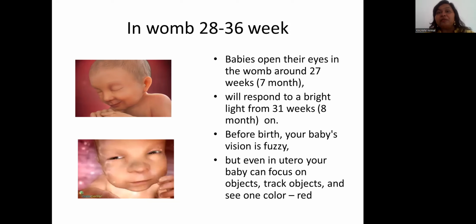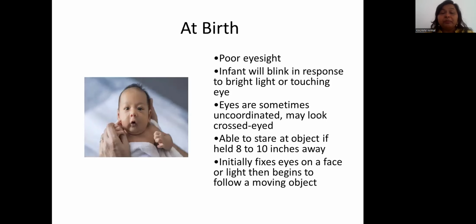Now you'll ask me if the baby is preterm. The whole development will happen in some other fashion, but it happens for sure. At birth, there will be poor eyesight. The infant will blink in response to bright light or touching the light. Eyes are sometimes uncoordinated, and may look cross-eyed.